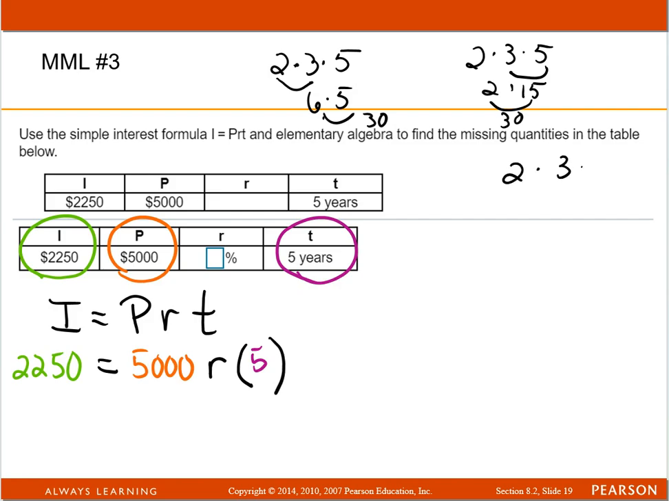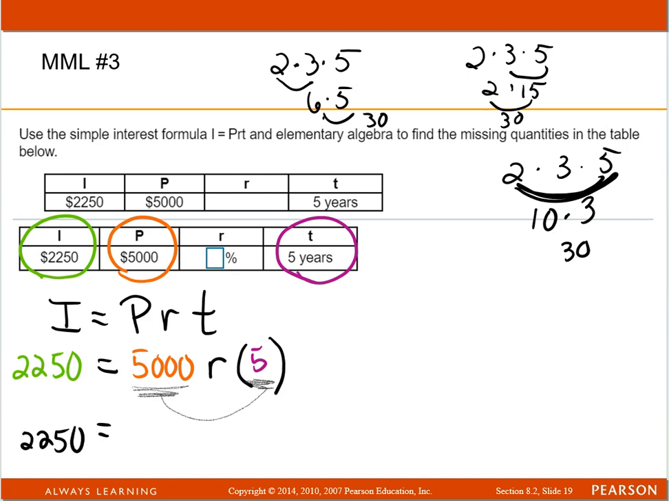Or 2 times 3 times 5, I could take 2 times 5 first and get 10, and then multiply it by the 3, I get 30. It doesn't matter what order you multiply numbers in. They are what they call commutative. So, even though I don't know what R is, I could go ahead and multiply the 5,000 times the 5 to simplify this equation just a tad.